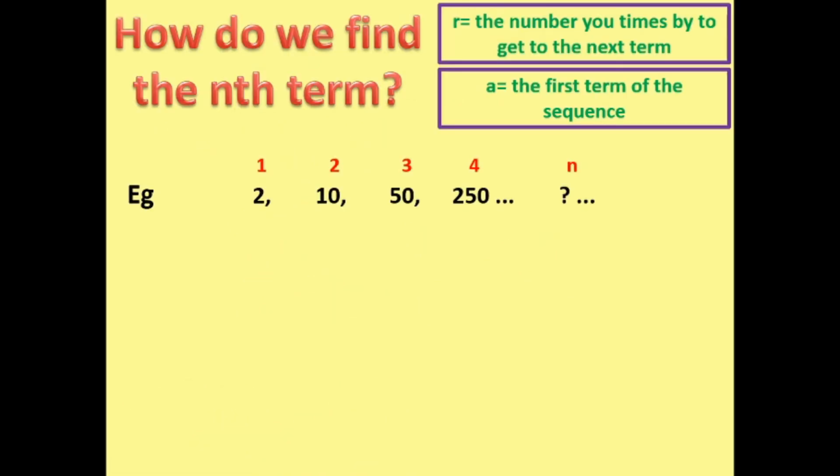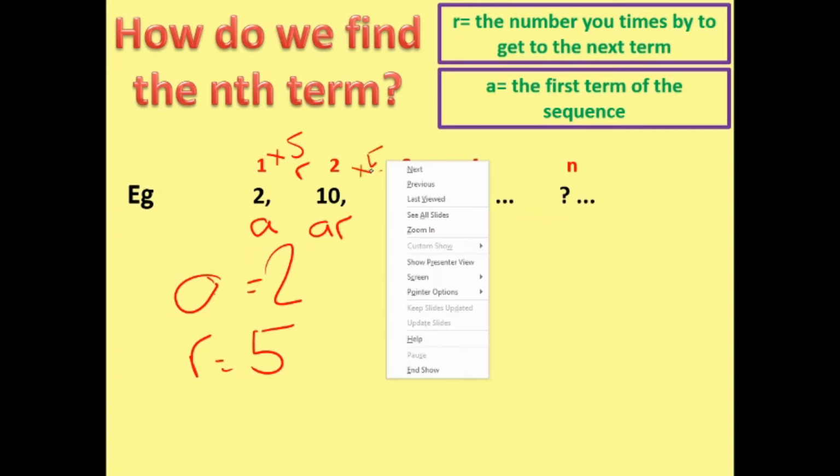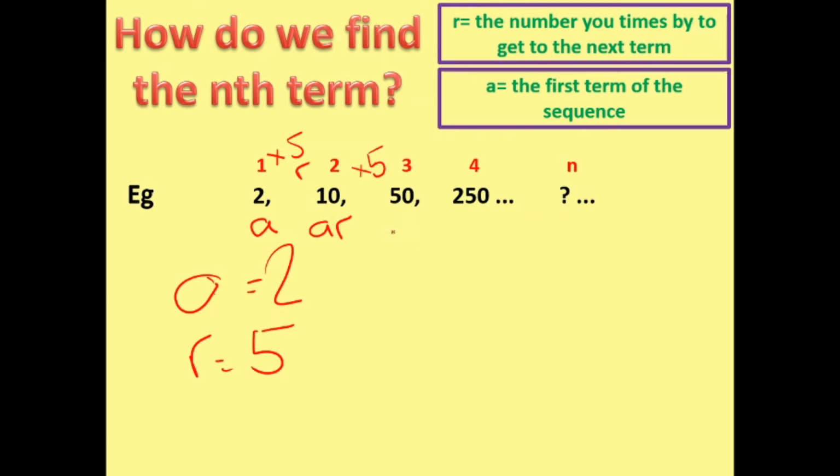Now I've got one more here. The last one I'm going to do, my A is going to be 2, and my ratio is going to be 10 divided by 2, which is 5. But you've got to think, how can I help you? Well, if I know my first one's A, to get to my next one, I times it by 5, or in this case, I times it by my common ratio. So I could write that as AR. And my next one, I'm going to times it by my ratio again, so I'm going to call that AR squared. And this one here is AR cubed, and so on.